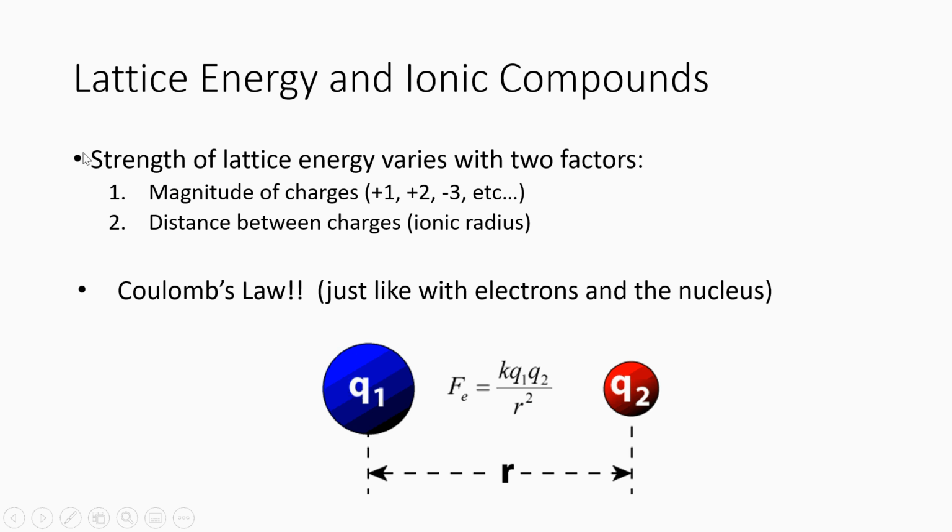So again, the strength of the lattice energy varies with the magnitude of the charge and the distance between the charges. When we talked about distance between the charges in periodic trends, we were thinking about the location of the electron within the atom, so like what shell the electron is in. When we're thinking about it in this application with ionic compounds, we're going to be referring to the ionic radius. That is the number that will give us a sense of the distance between the two charged particles. So we're looking at charge magnitude and ionic radius.